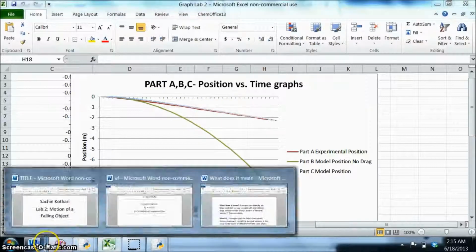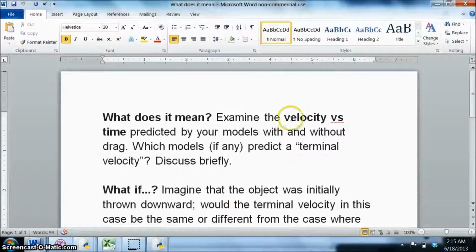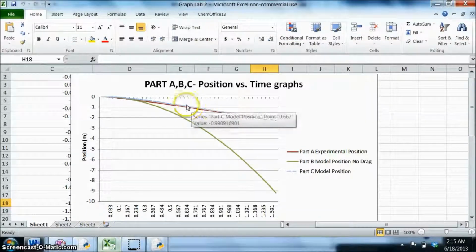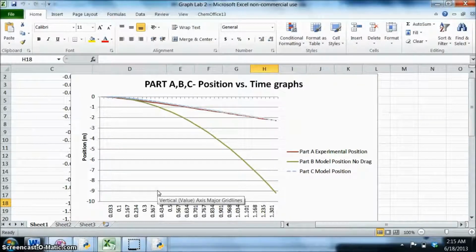Now let's answer the questions, because that kind of tells you more about the graph. Is there a terminal velocity? Yes, there is a terminal velocity. How do we know that? Because these lines are linear. Terminal velocity is when the weight force and the drag force cancel each other out, giving you a net force of 0, meaning a terminal velocity equals a constant velocity.